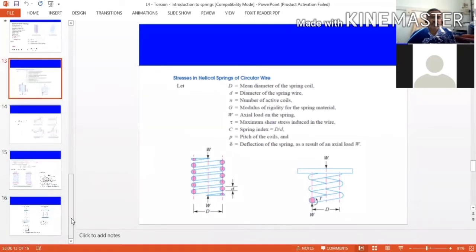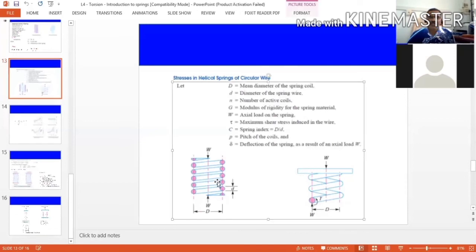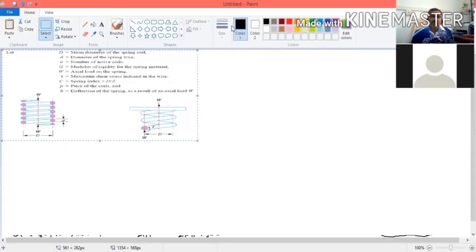In springs also, we are going to derive the equations for shear stress, deflection and energy stored. When load is applied on the spring, so now I would like to explain this. Our objective is to derive the expression for shear stress, deflection and energy stored. So three equations we are going to derive.